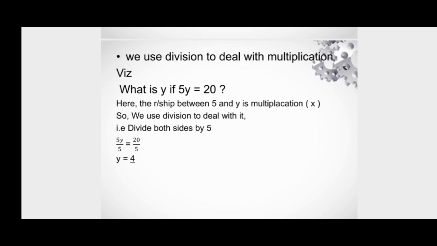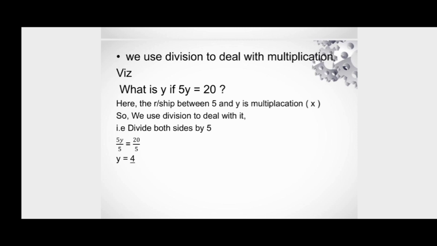of learning. So here, we look at the relationship between 5 and y. 5y is just like 5 times y. It's a multiplication, so we use division to deal with it. That is, divide both sides by 5. 5y over 5 on the left-hand side is equal to 20 over 5 on the right-hand side, and this will give us 4.